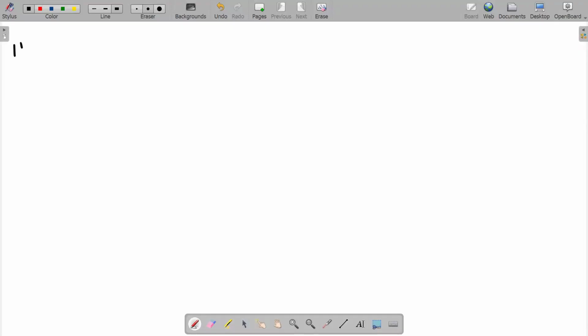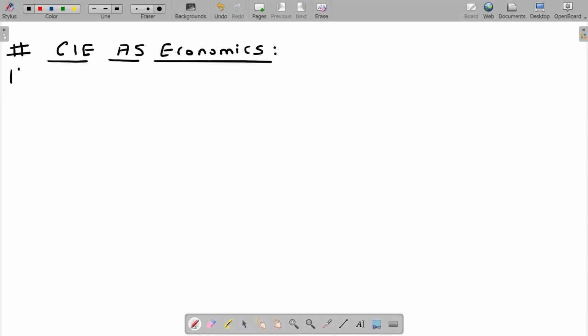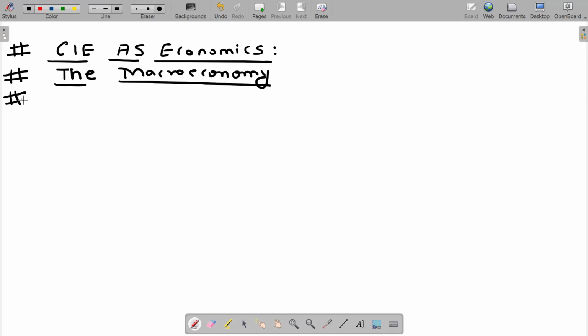So I'm just writing the main heading for completeness. We are starting formally within the Cambridge International Education AS Economics, the macroeconomy module. And within this, we are starting with the first chapter within this module. This is national income statistics.